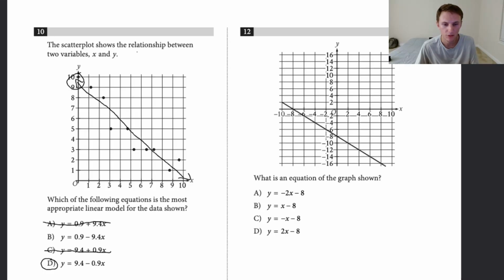For number 12, this one's really easy. Just look at the y-intercept. That's going to be -8. So the answer needs to have a -8 in it. Well, they all do.